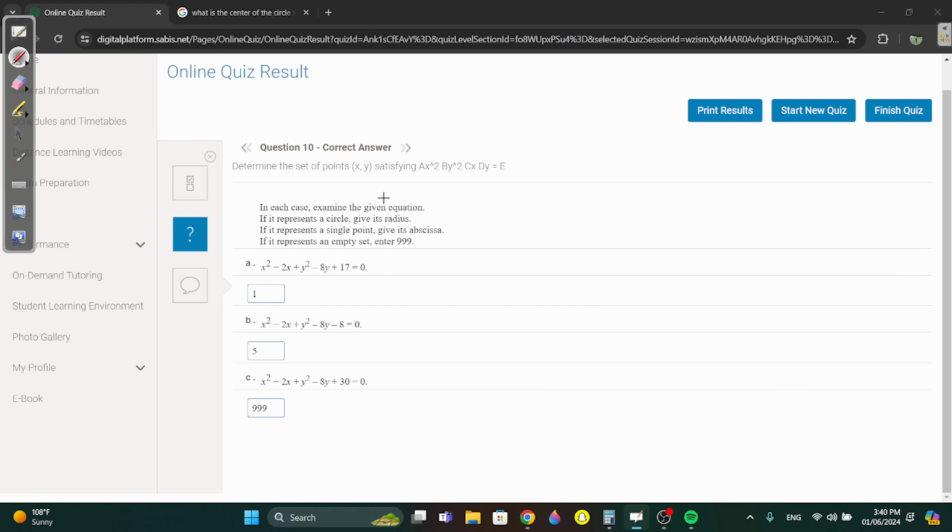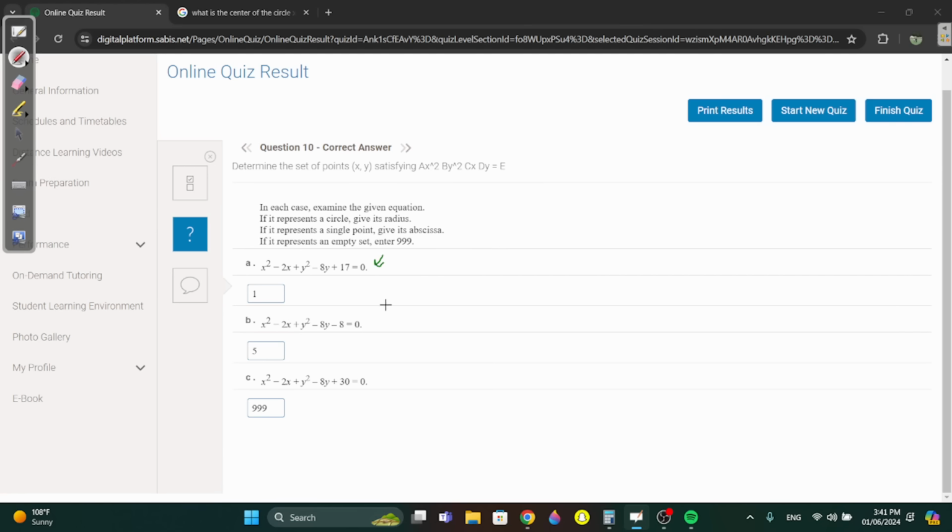Okay. In each case, examine the given equation. If it represents a circle, give its radius. If it represents a single point, give its abscissa. And if it represents an empty set, put 999. For this one, you're going to have to put it in canonical form. Or actually, you can apply the formula. Yeah, we'll apply formulas. I'll apply the formula for you.